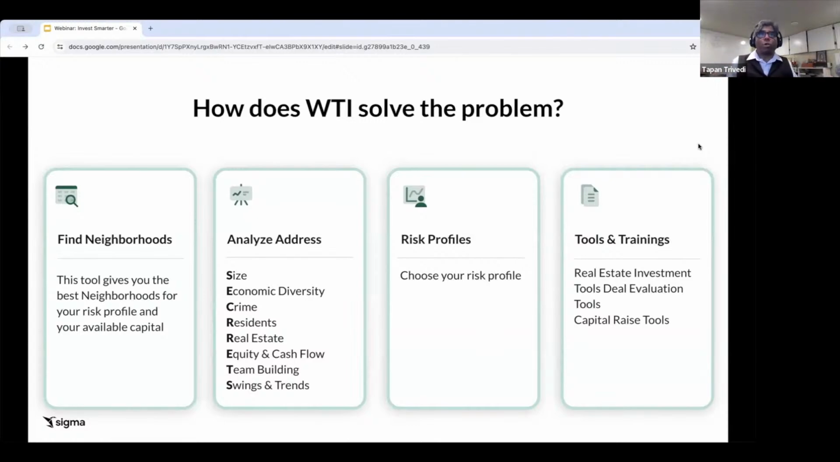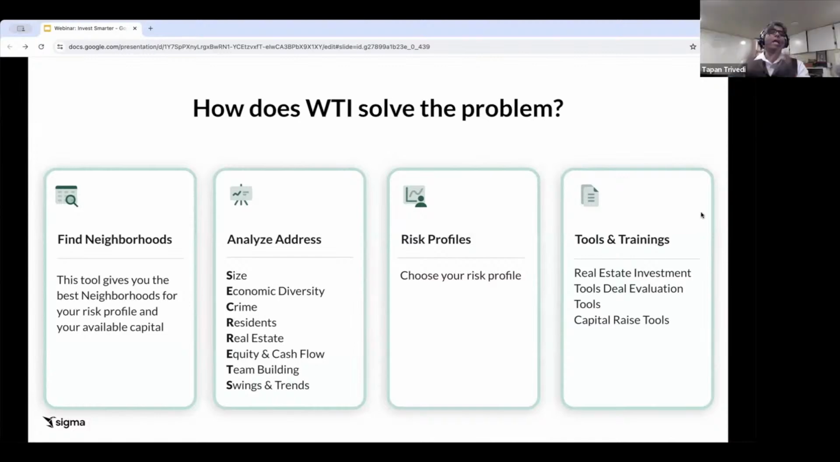You're already doing this for your own house, right? You want to make sure that the schools are good, the parks are good, there are good restaurants, all those things. What we have done is simplified the same criteria for investment. Got it. Awesome.